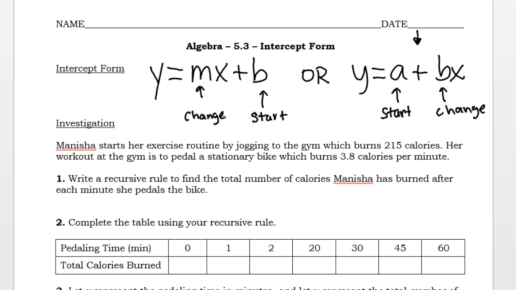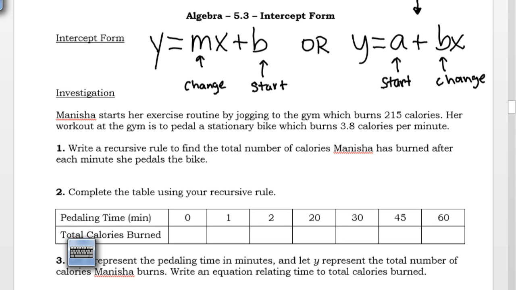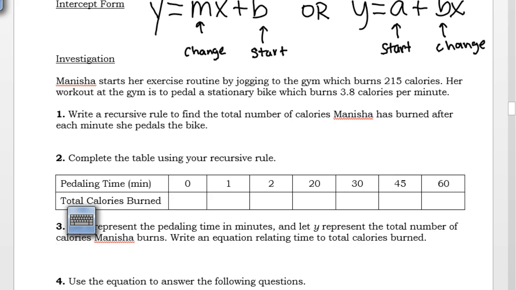My investigation shows Manisha exercising. She starts by jogging to the gym. Her jog to the gym burns 215 calories. Her workout at the gym is to pedal a stationary bike, which burns 3.8 calories per minute. Write the recursive rule for the number of calories Manisha has burned after each minute she pedals the bike.